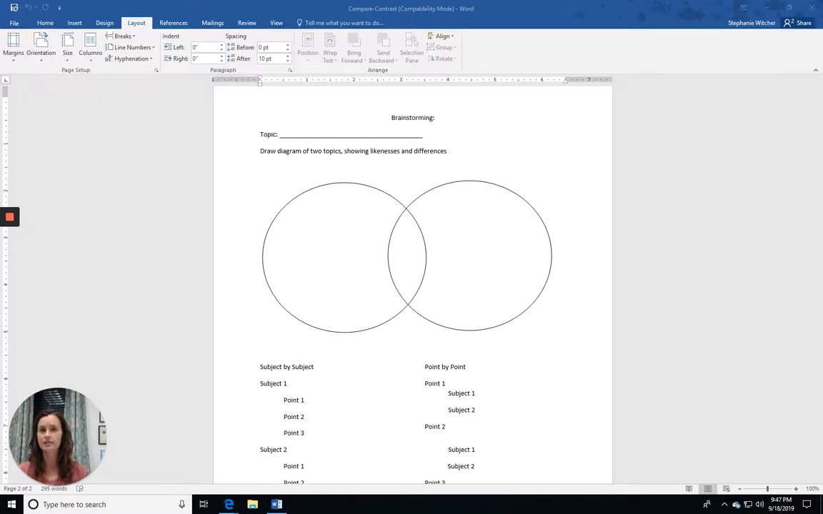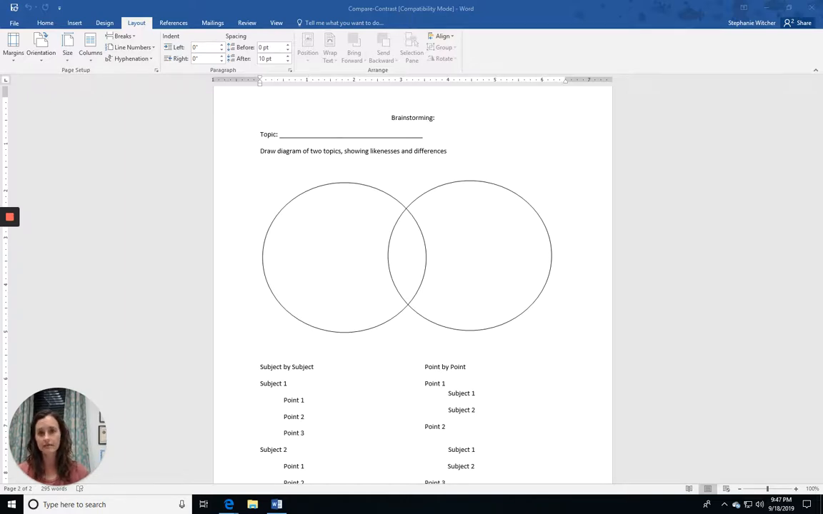And then you also need a so what for this paper. So just because they are alike or different is not a so what. Why do we care that they are alike and different? That is the so what of your paper. So what are you trying to teach us because these things are alike and different?